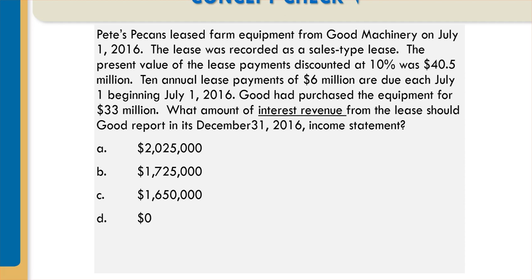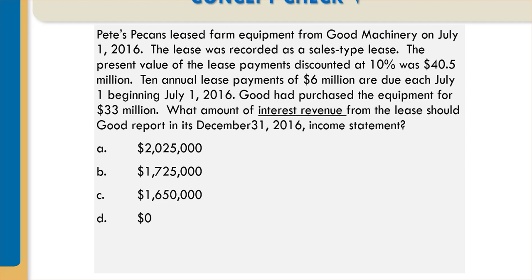This one, leasing farm equipment, sales type lease, you can work through this. 33 million is the cost, 40.5 is sales. Sales minus cost of goods sold, that's a part of the revenue flow. They didn't ask us for the total amount. The other question was total pre-tax effect, right? This is asking us just interest revenue. Thank you for using the word revenue.